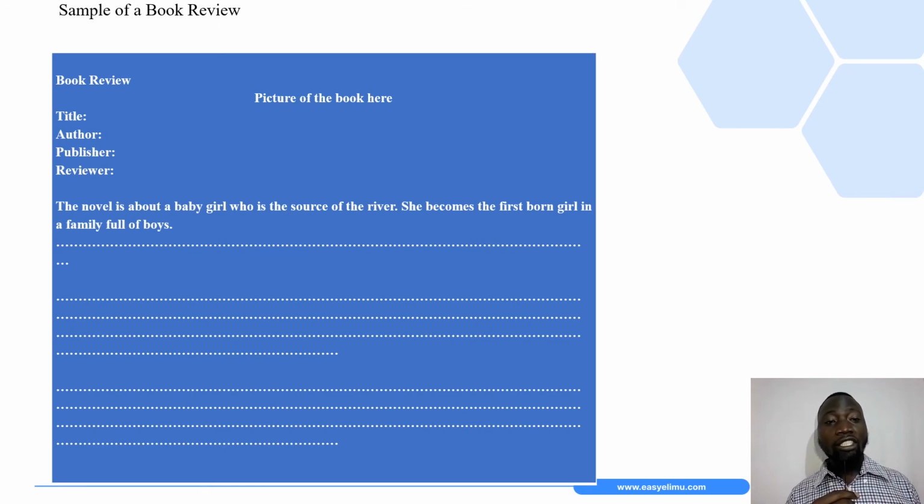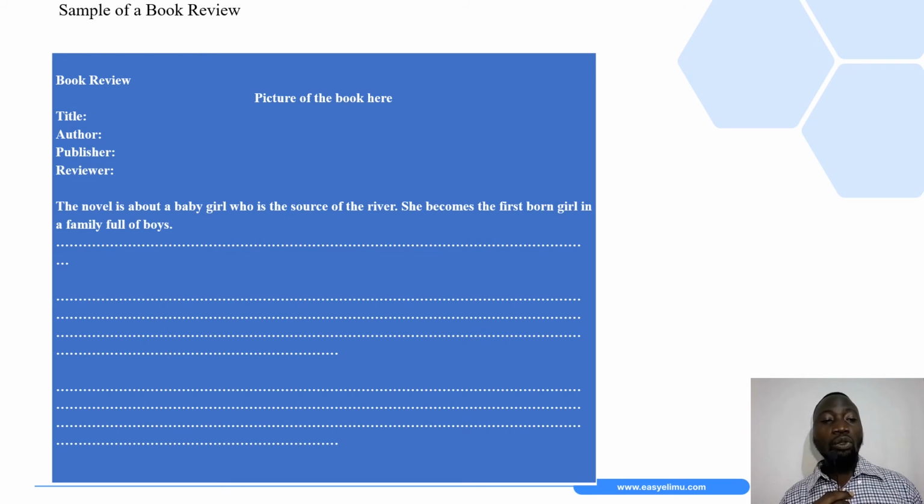The first title is the title of whatever we are doing, and that is a book review. The second title is now the title of the book that you are reviewing. For example, if we are talking about the Caucasian Chalk Circle, then there is the author. Under the author, you write the name of the writer, that is Brecht.